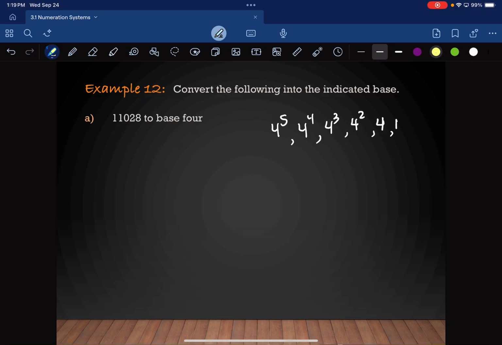So clearly, the number 4 is just 4, and the number 1 is just 1. But what is 4 squared? 16. 4 cubed? 64. 4 to the 4th. Somebody grab a calculator for us for the rest of these. What is 4 to the power 4?